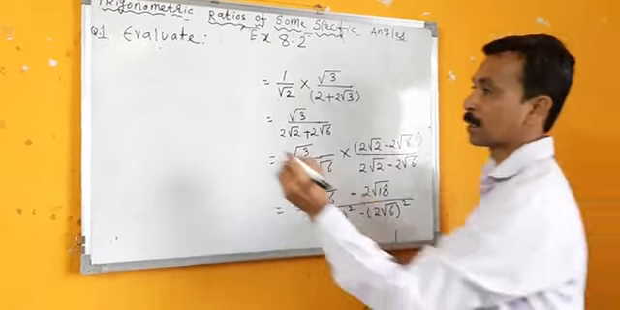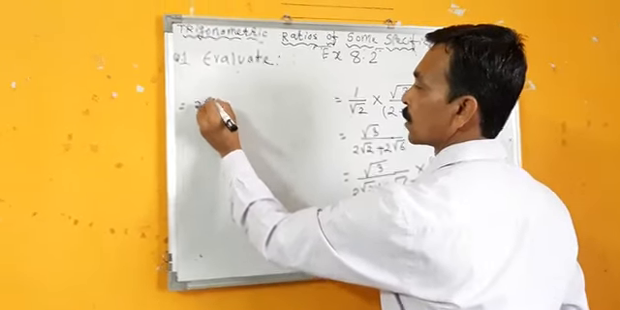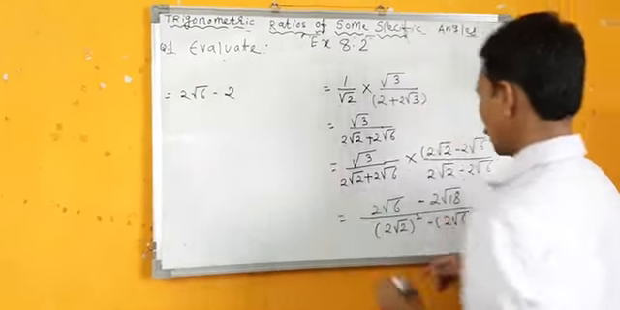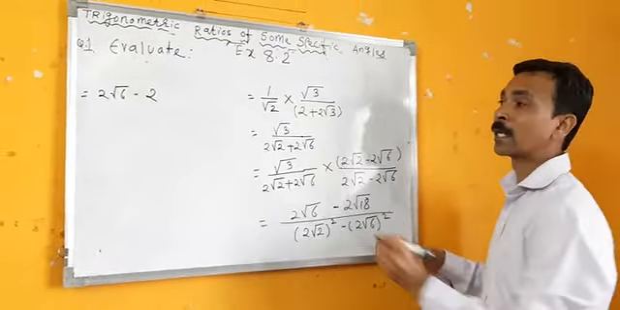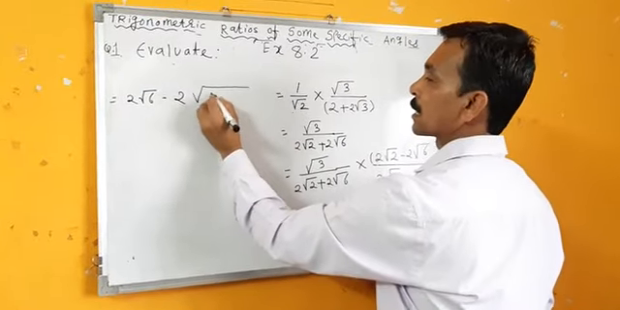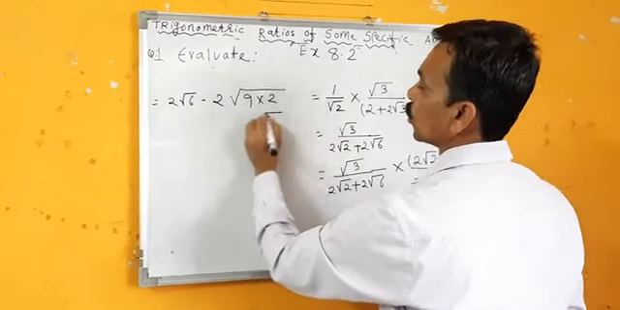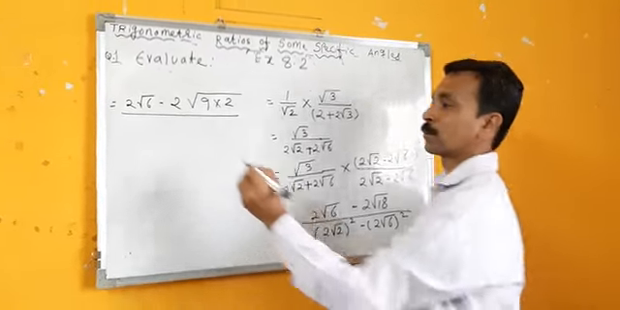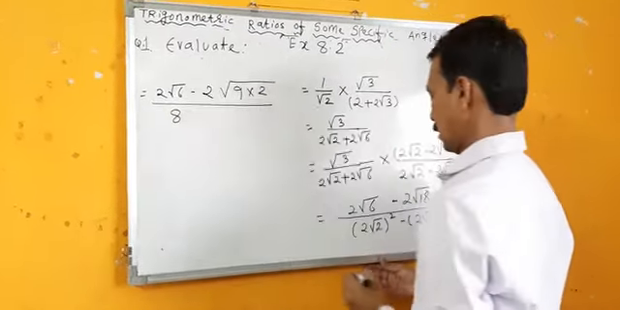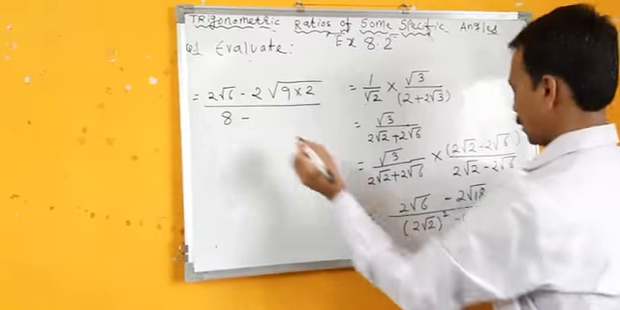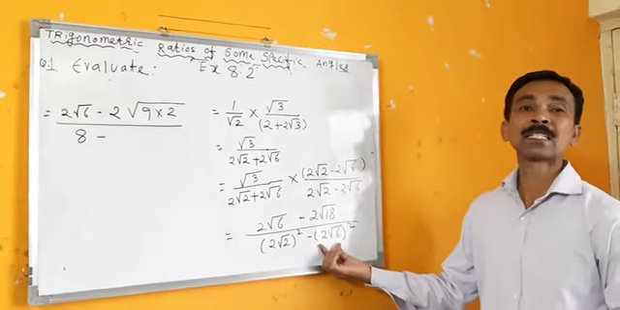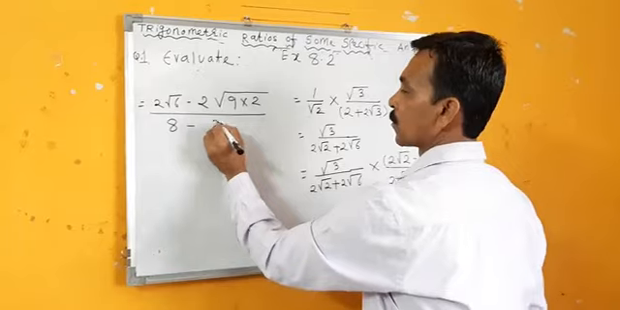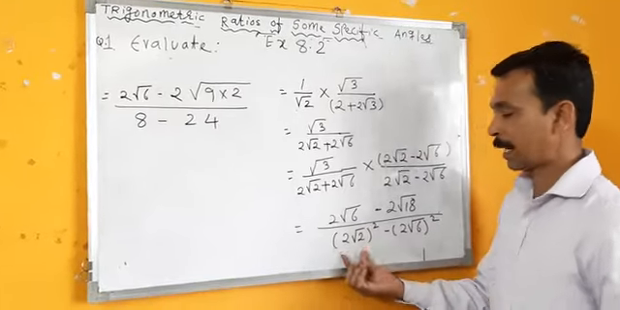Multiply. Here we have 2 root 6 minus 2 root 18. Root 18 can be written as root of 9 into 2, upon 2 root 2 whole square, which is 8, minus 2 root 6 whole square, which is 24. Now how has 8 come?